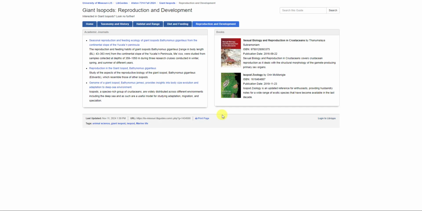And then our final section is reproduction and development. We have 3 awesome academic journals, peer-reviewed, on the subject, as well as 2 books that will cover giant isopod reproduction. And that is my Libguide.